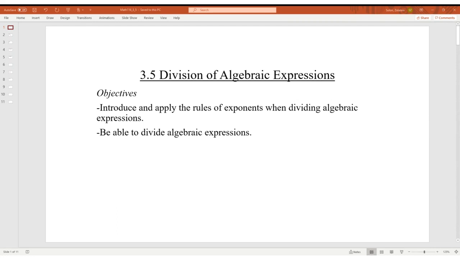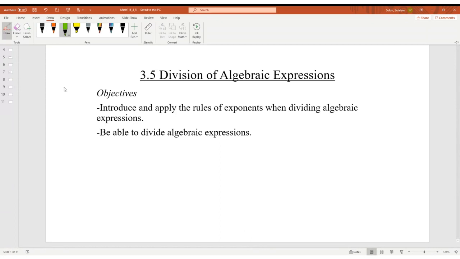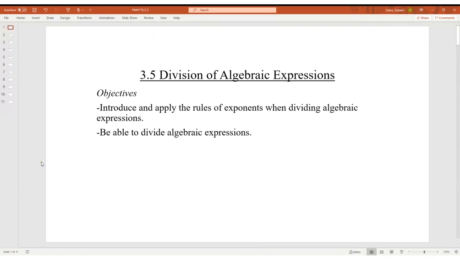Okay, guys, I think you guys are good with the way the class is going. So I will start our lesson for today. So the lesson is 3.5, division of algebraic expressions. So the objectives are to introduce and apply rules of exponent when dividing algebraic expressions. Basically, we apply rules of exponent when we divide a polynomial by a monomial expression, so that we'll be able to divide algebraic expressions. That's the main objective. Okay.